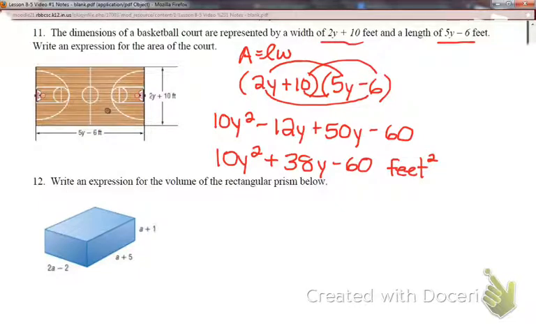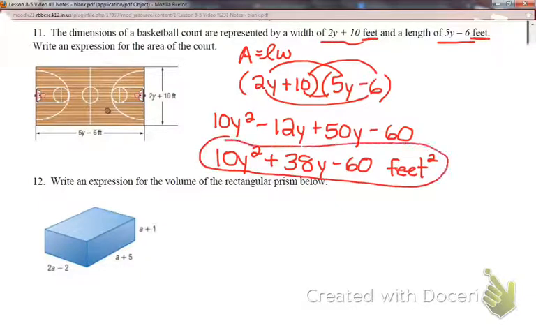Up here in the problem, they said the width was 2y plus 10 feet, and 5y minus 6 feet. So feet squared for that one. Usually they don't tell us, and we put units squared.